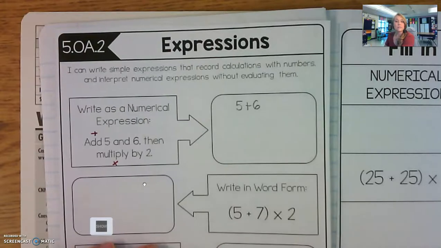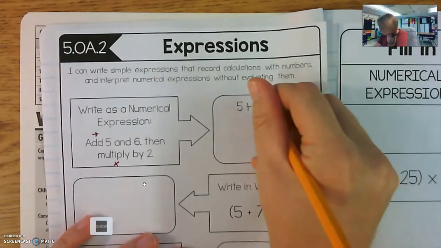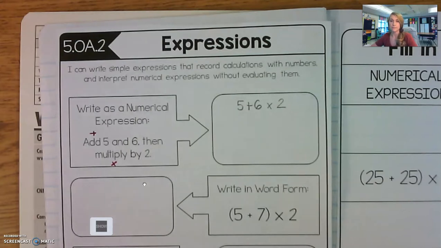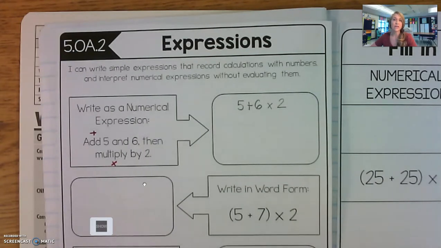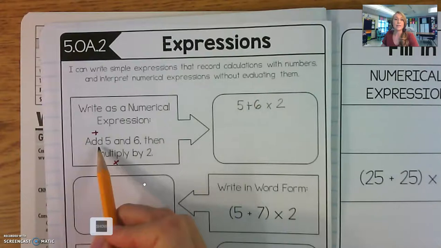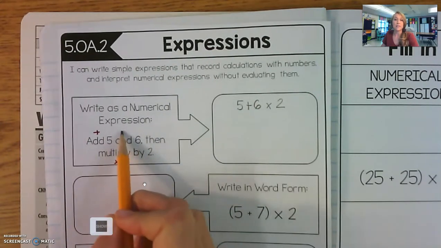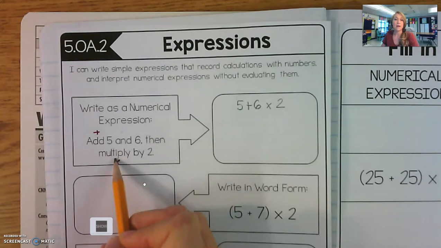And then it says, then multiply by 2. Are we done? Some students would say, yes, Miss Ross, we have everything we need. 5 and 6, multiply by 2. We've got it. But be careful. Part of writing simple expressions is making sure we're writing it using the correct order. In this problem, it tells us that we need to add 5 and 6, then multiply, which means this comes first and this comes second.